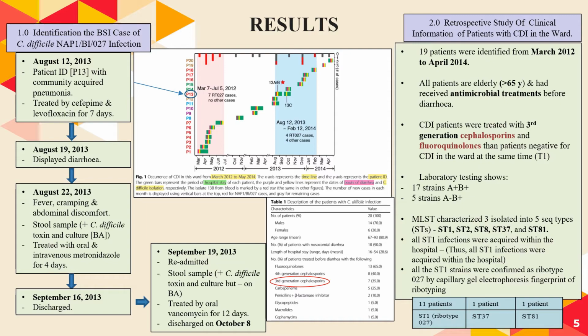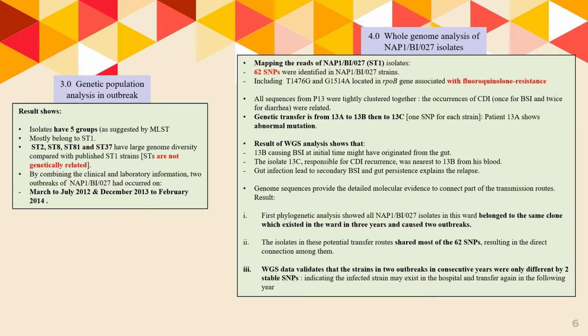From the laboratory study, the isolates were characterized into 5 sequence types by using MLST. The ST1 strain had infected 11 patients, meanwhile ST37 and ST81 had infected 1 patient respectively. The genome sequences provide detailed molecular evidence to connect part of the transmission route. The first one is the phylogenetic analysis. It showed that all NAP1 isolates in this ward belong to the same clone, which existed in the ward for 3 years and caused 2 outbreaks.